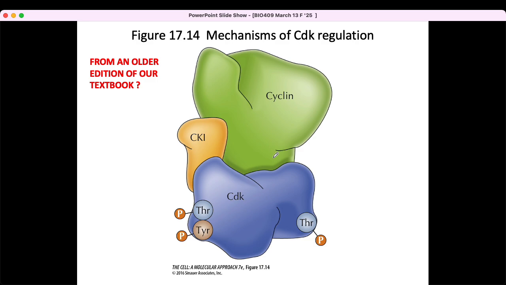I don't know anyone that calls this that. Instead, people refer to this as small inhibitory proteins. So that yellow thing can be one of several little proteins that are generally referred to as small inhibitory proteins.